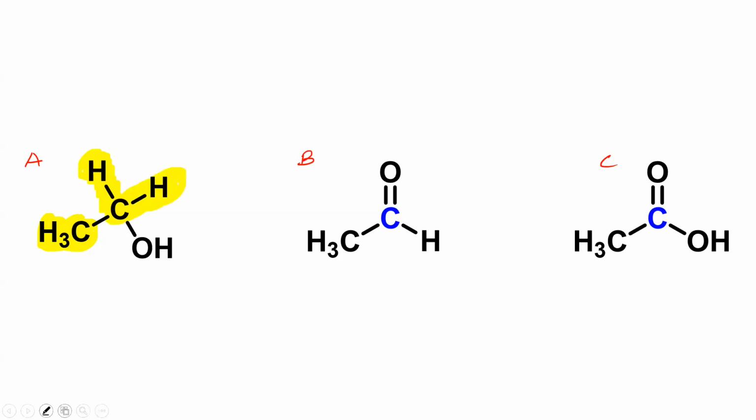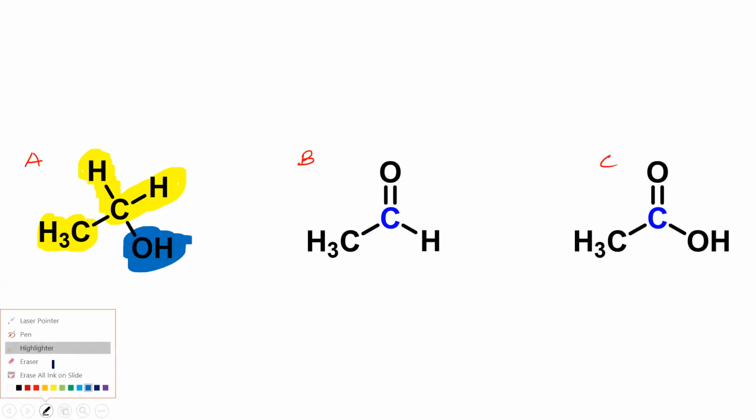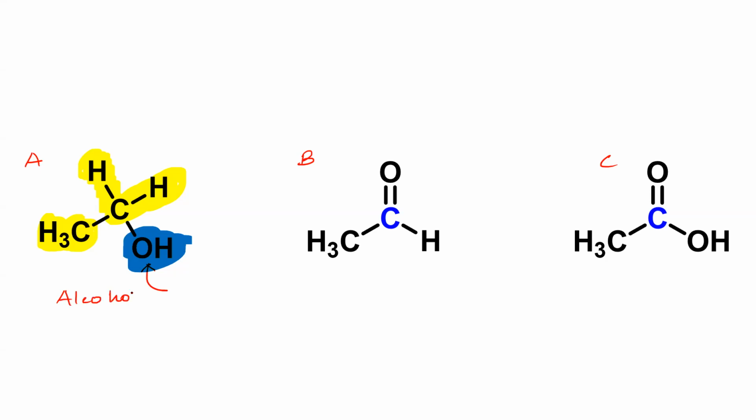Now, if you see this here, this is an OH group, right? Right, Amalia? Yes, sir. So what functional group is this? It's a hydroxyl group. Okay, the hydroxyl group, and the name of the class of the compound is alcohol, right? Yes, sir. Alcohol.